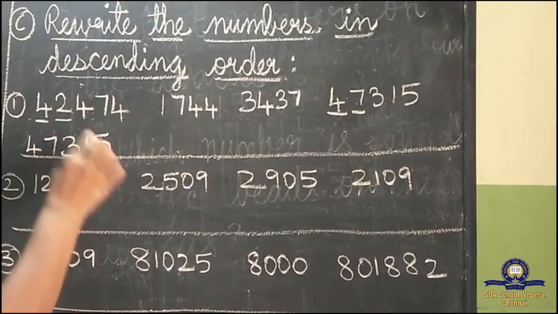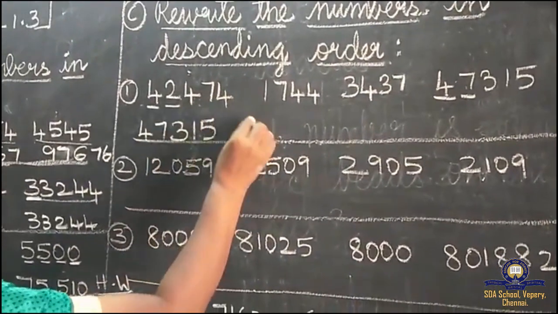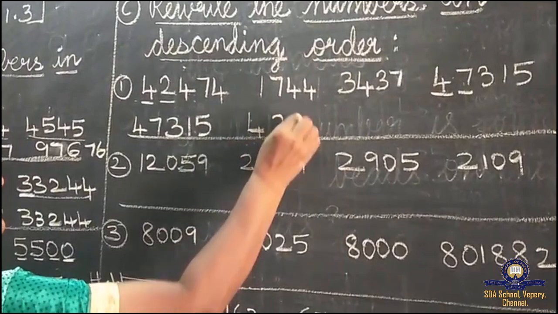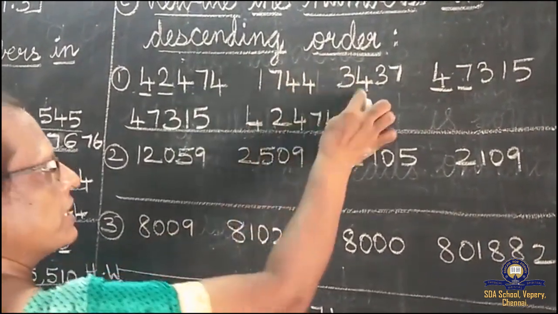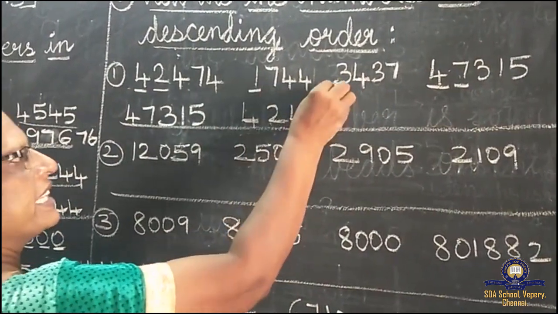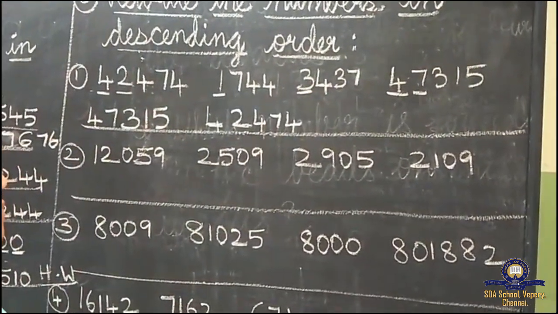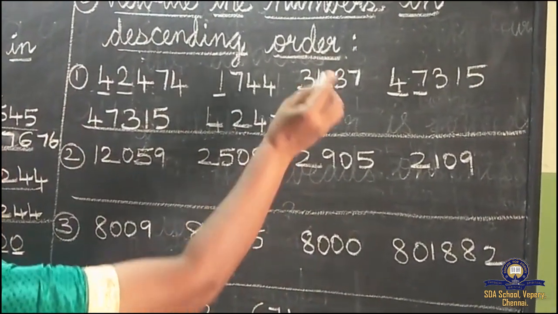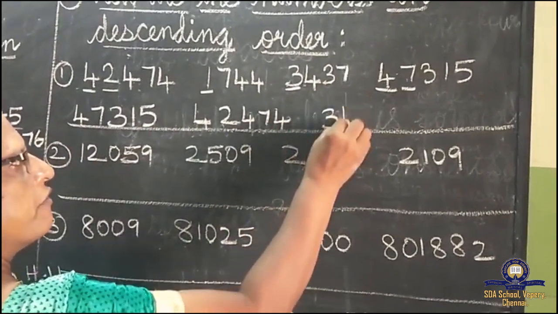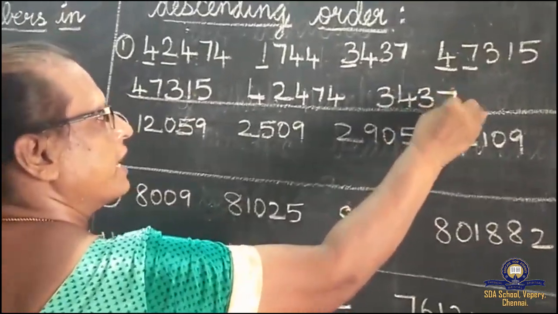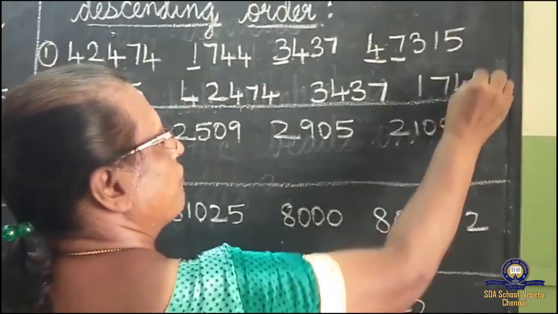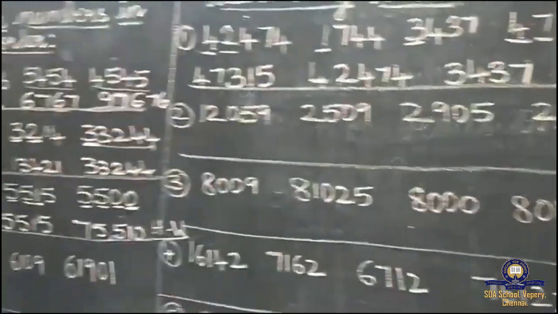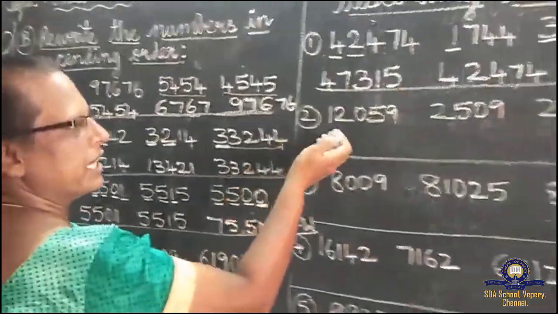So 47,315, 42,474, and then now you have to compare these two numbers. See here 1 is there, here 3 is there. So which is greater number, children? This is the bigger number, isn't it? 3437, and then you have to write 1744. Understood, children?